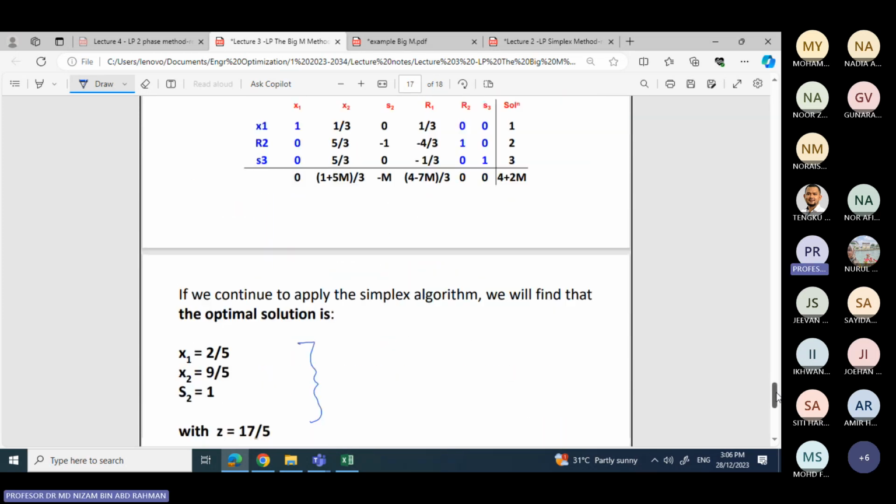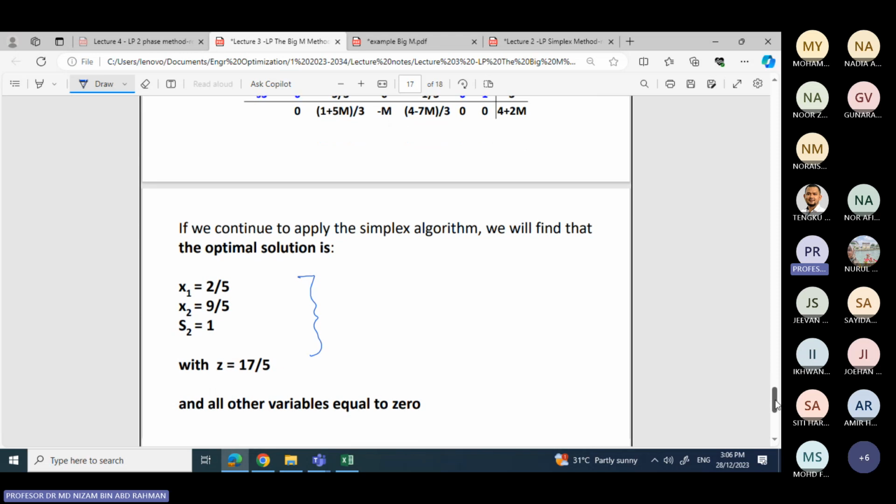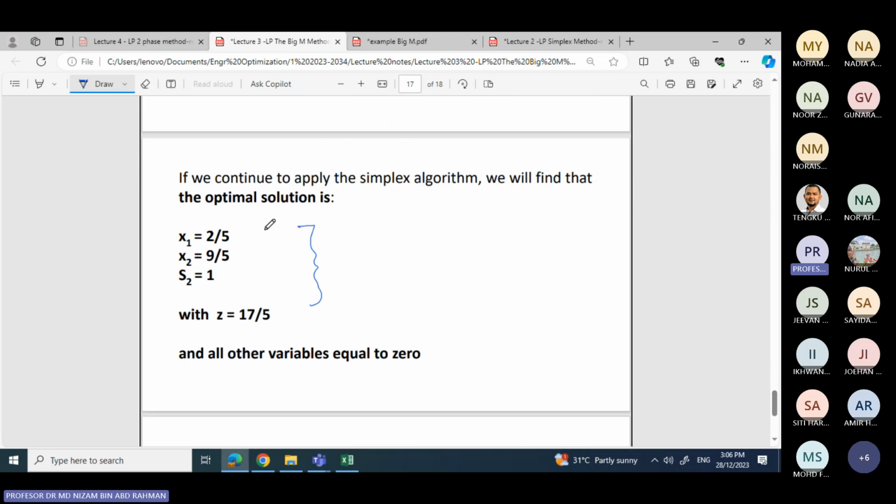So as mentioned earlier, I showed you that we went through the calculations, and this is the result. So we got the same results. So basically, these are the solutions, and all other variables equal 0. Since the artificial variables equal 0, then basically you're okay, right? And this is the optimum solution. Okay.